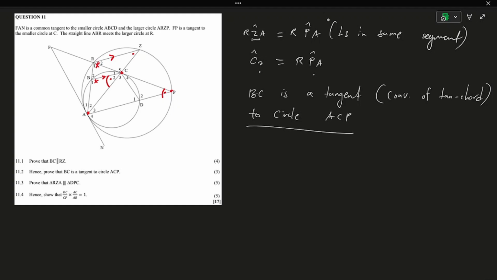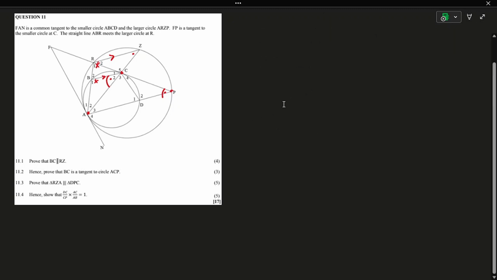Now, prove that triangle RZA is similar to triangle DPC. Let me erase this. So to solve these kinds of questions, I usually use one of the greatest tricks that I've been taught by one of the greatest maths teachers out there.